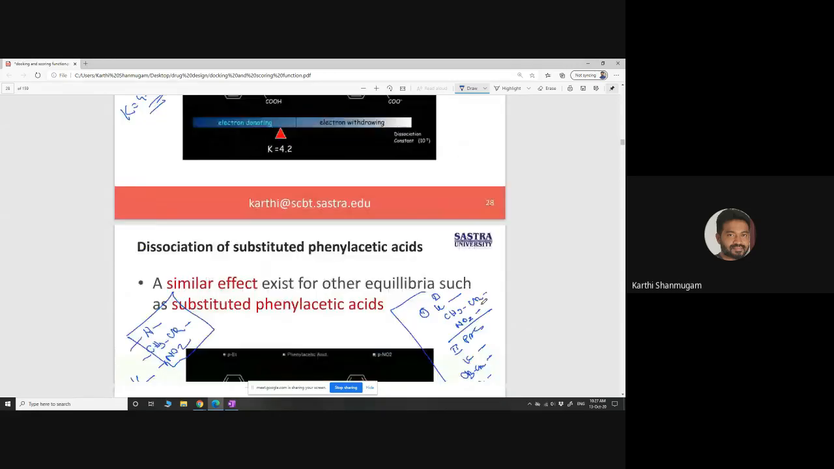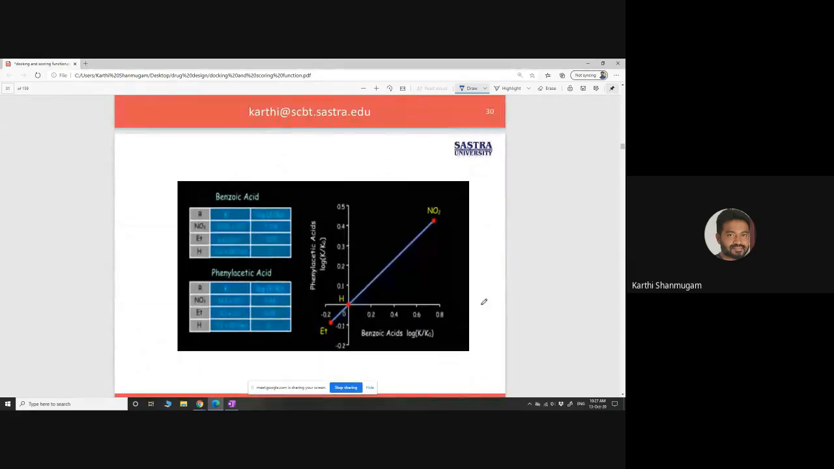So what he did is he made a plot. On the x-axis we have the log K by K naught value for benzoic acid, the first series of organic compounds he has taken for his experiment, and on the y-axis we have the log K by K naught value for phenylacetic acid. Do you know what K is and what K naught is? Can someone tell what K and K naught are? In all the 6 slides I discussed so far, we had the K value and K naught value. What's the difference between K and K naught?